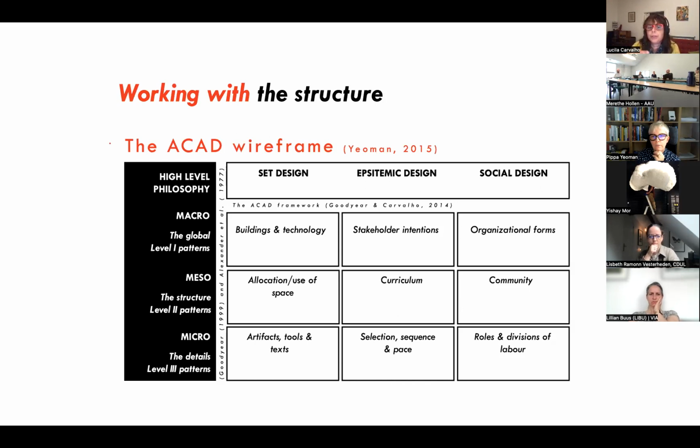So this idea of looking at these different levels of granularity comes out of Pippa's PhD in 2015. She looked at adapting ideas of Christopher Alexander in terms of the different levels of design, looking at how this crosses over with the dimensions of the ACAD framework in terms of set design, epistemic design, and social design.